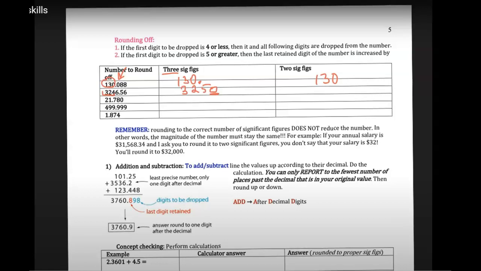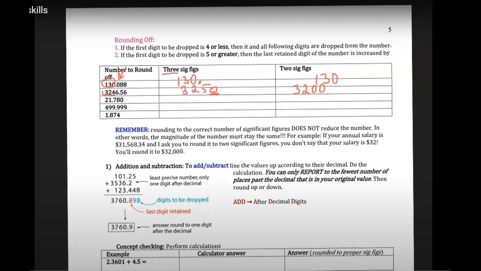And if I need 2 significant figures, then it's going to be 32, right? And then the first number that I'm going to drop is 4, and 4 is 4 or less, you have to round down. So I'm actually going to have 2 zeros that I have to put here. The next one is 21.780.